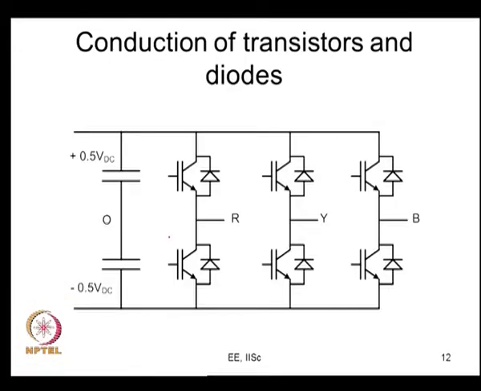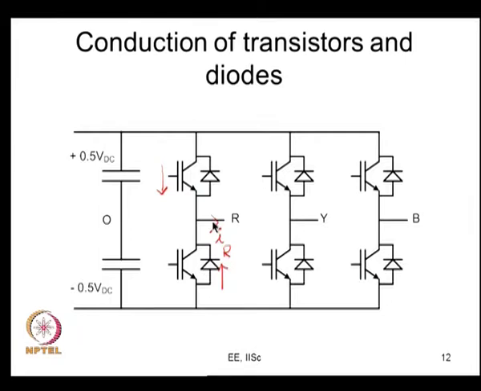This is the same voltage source inverter. Let us say the load current IR is flowing in this direction. So, how will it flow through? It will flow through this transistor, or it will flow through this diode. So, when your current is in this direction, either the top transistor or the bottom diode will conduct. Let us call this the positive direction of current.